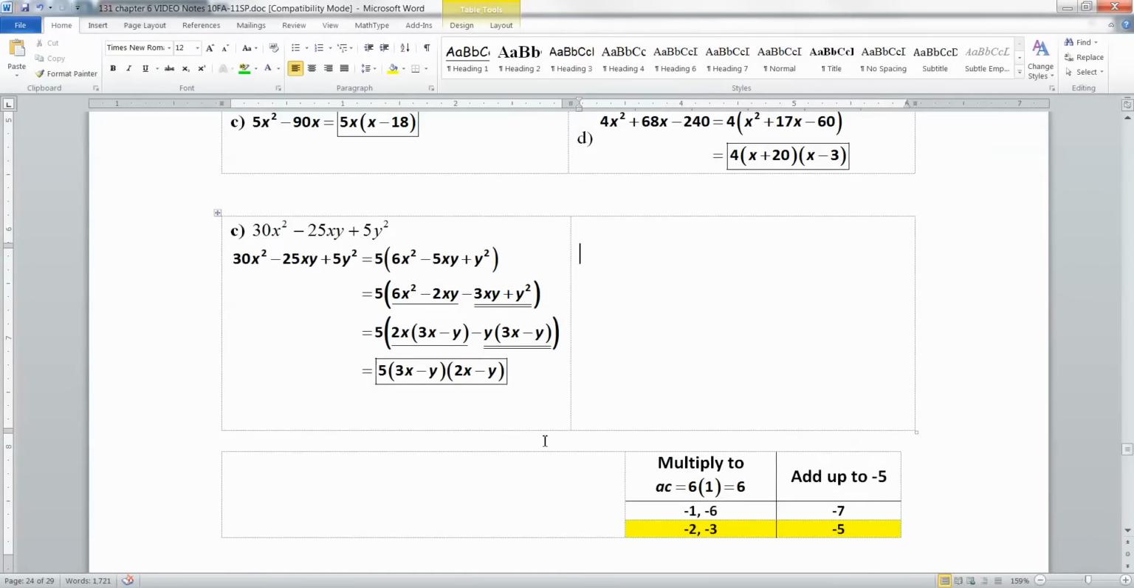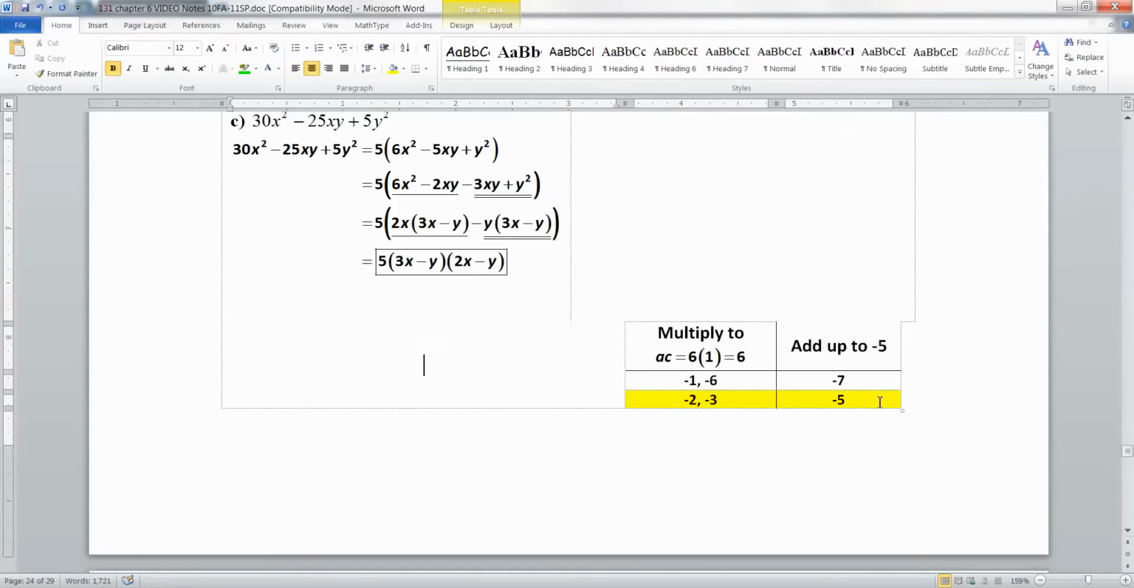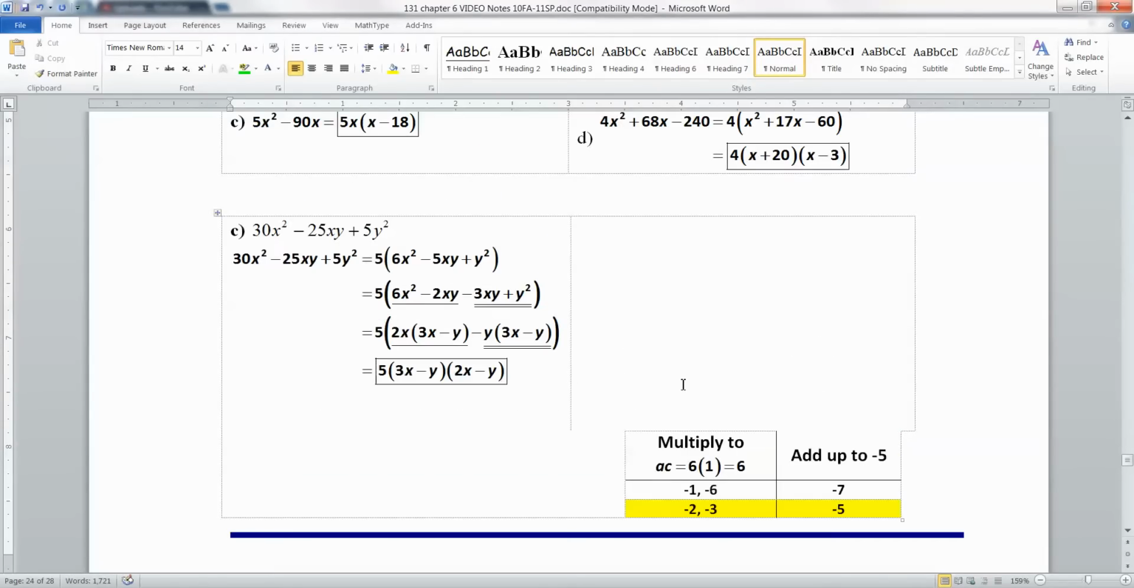The ones where a is not 1 are the trickiest. And again, you could do trial and error. That's the other method. And this particular problem is actually a pretty easy trial and error problem. But I wanted to go over how to do grouping again one more time.